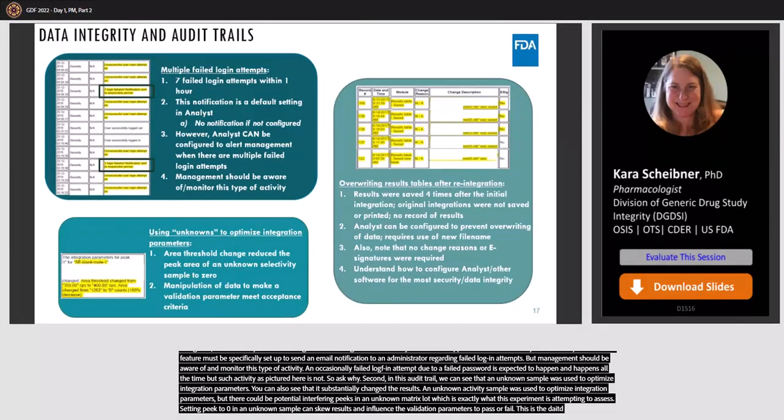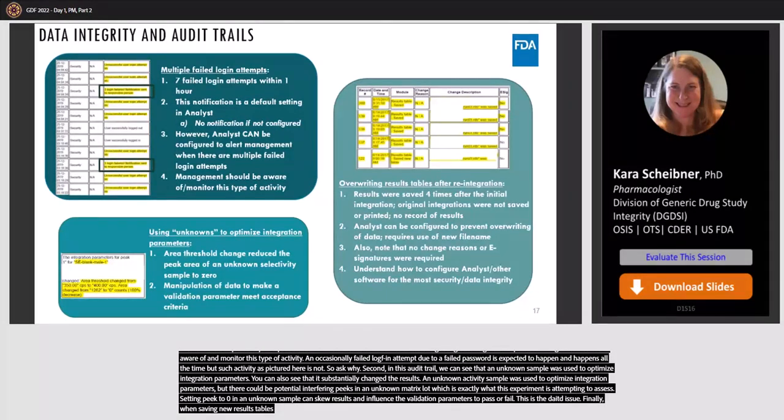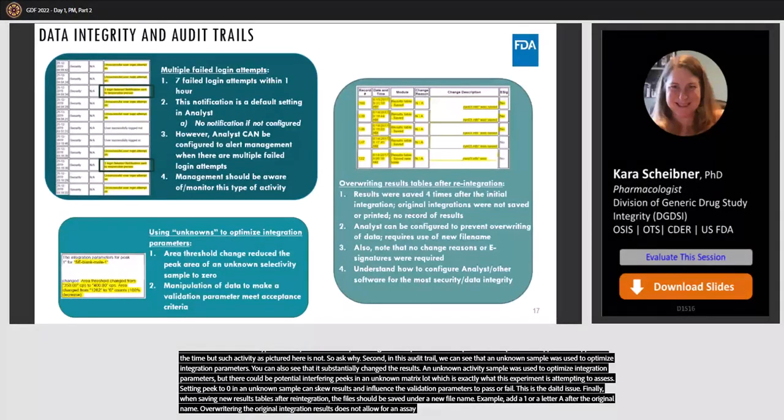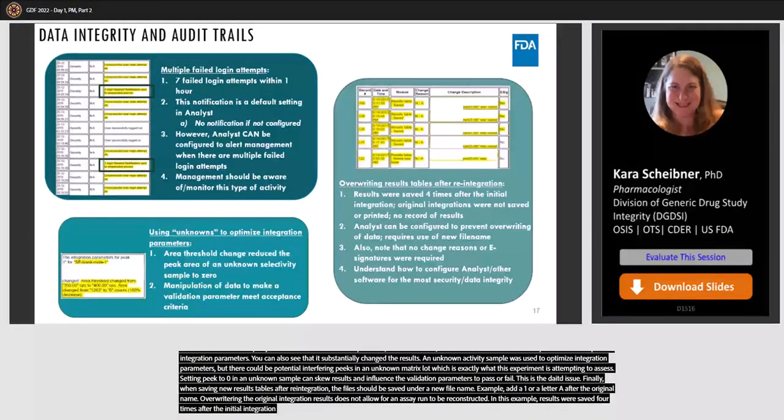And finally, when saving a new results table after reintegration, the file should be saved under a new file name. For example, add a 1 or the letter A after the original name. Overwriting the original integration results does not allow for an assay run to be fully reconstructed. In this example, results were saved 4 times after the initial integration without anyone being able to know what the original results were.